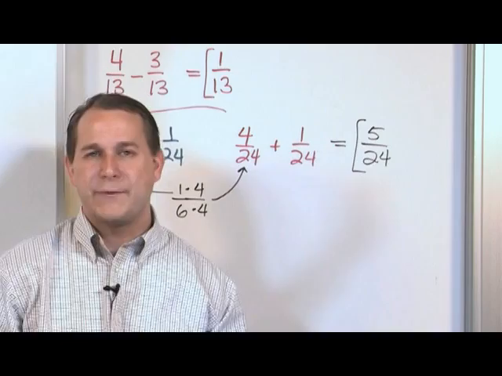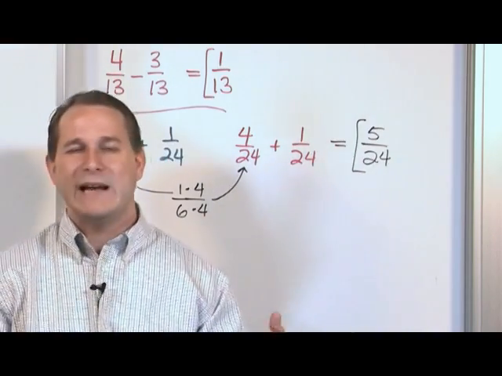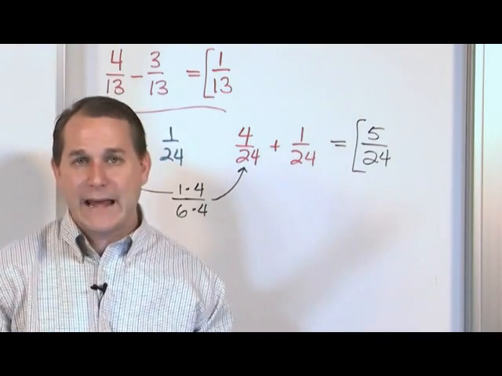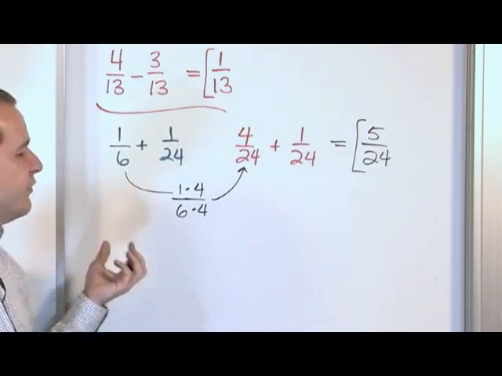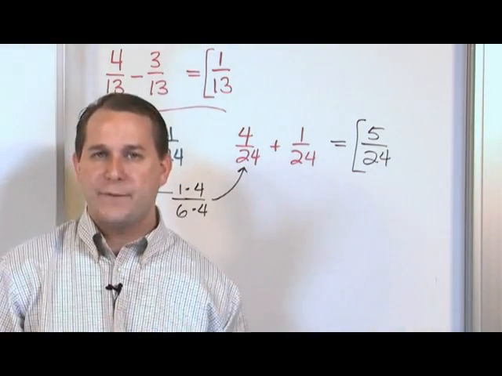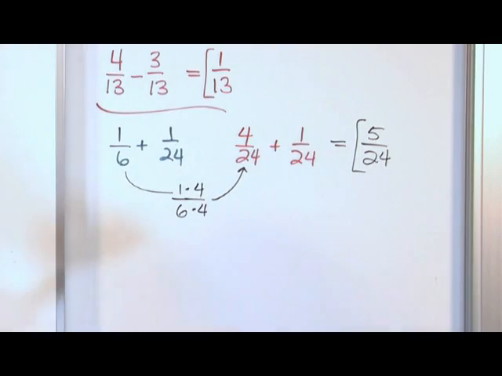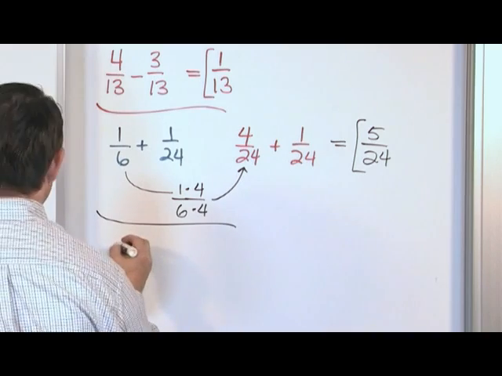This is what we call in fractions finding the common denominator. It has such a fancy sounding name, but really all it means is figure out a way to make these bottom numbers the same and do it legally, and then you can add the fractions. So we're going to do a bunch of problems here to make sure that you are totally comfortable with this idea.